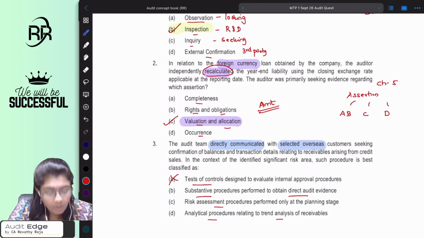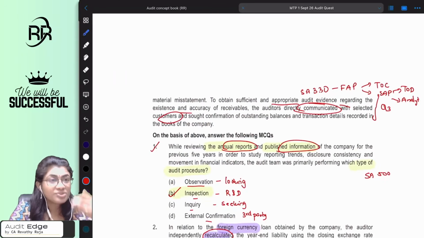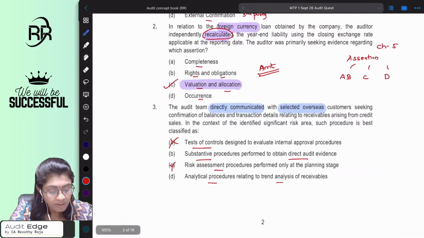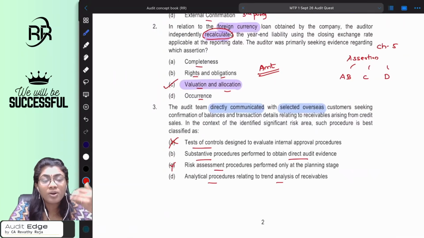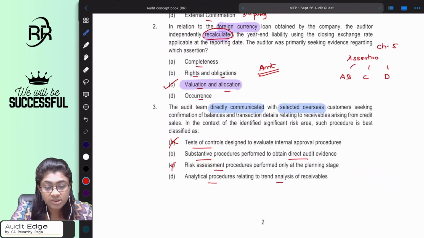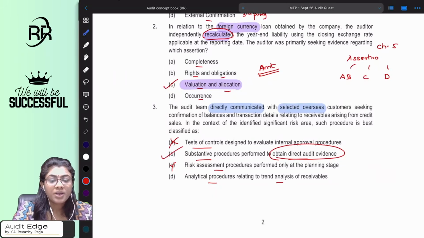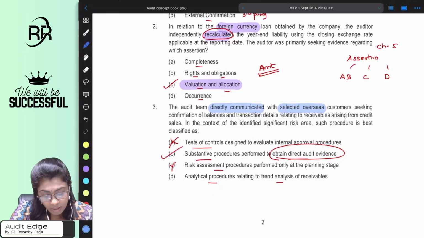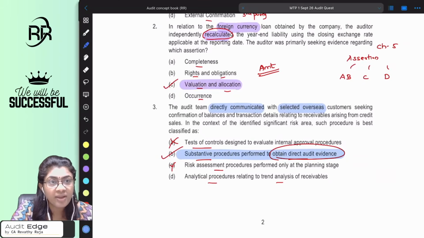See, it is not A. You're not testing the controls. Okay. See, you're responding. So it is not RAP, it is FAP, further audit procedures. Here, are you doing analytical or are you performing further audit procedures as a direct evidence? Yeah, direct evidence. So answer is B. That's right. You're performing substantive procedures to obtain direct audit evidence.